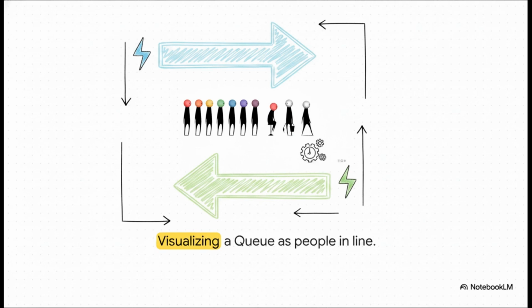When you enqueue, you're joining the back of the line. When the system is ready to process an item, it calls dequeue, taking the element exclusively from the very front of the line. It's orderly, it's completely fair, and it perfectly maintains the exact sequence of arrival.